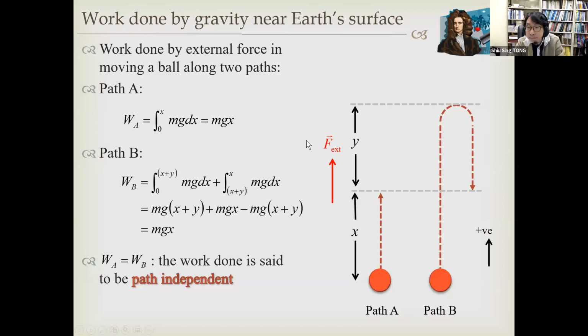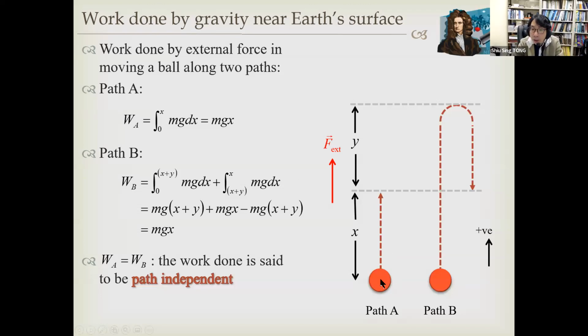And that exactly allows us to define a concept, a so-called potential energy. That's why the gravity force is defined as a so-called conservative force. A conservative force can define a potential energy. Now, let's look at the exact mathematical steps in my consideration.